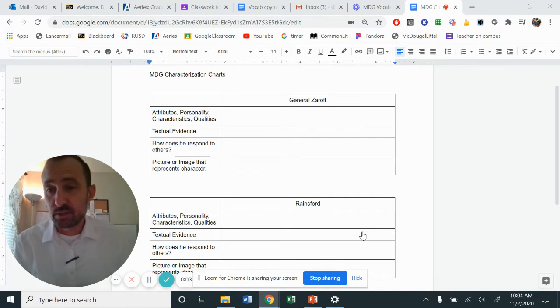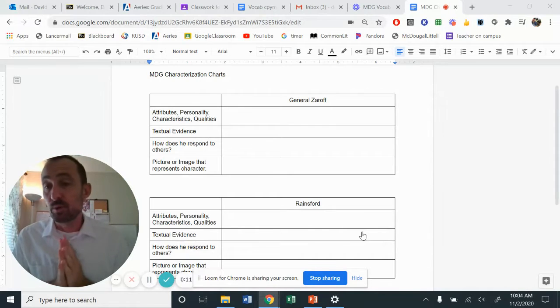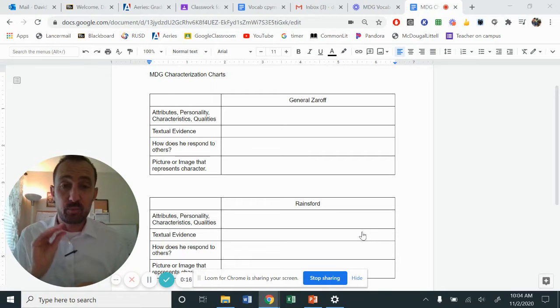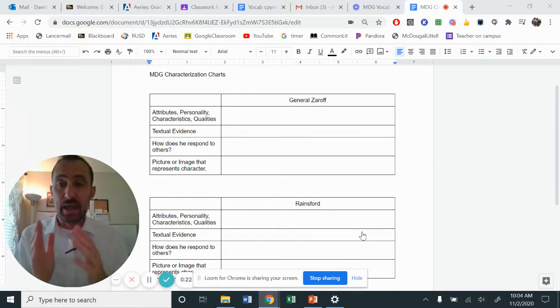Hi, this is Mr. Cordes, and today, ladies and gentlemen, we're going to go over and review what's in a character chart for the two characters that we have in our story, The Most Dangerous Game. We are dealing with General Zaroff, and we are dealing with Ransford. Both are really, really dynamic characters because they are different as they progress through the story.